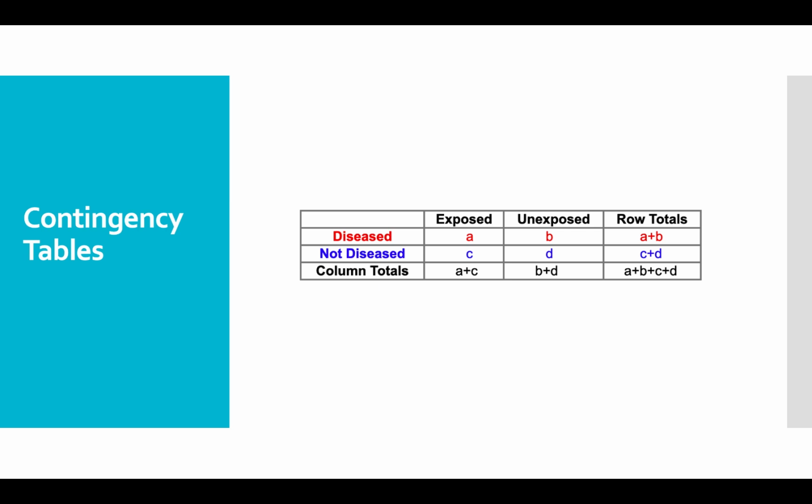So we usually have to describe the study in a contingency table like this. We have the disease and no disease groups, and then the exposed and unexposed groups. And then we have the totals in the columns and in the rows.